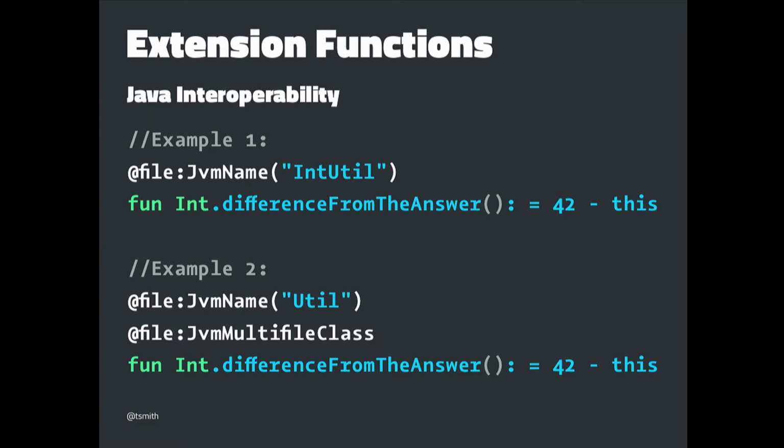Now, if you wanted to use some of these annotations, then you can indicate to the Kotlin compiler the name of the files that you want to generate for these function extensions. If you wanted to group methods from multiple classes into one generic class, you could do that with the JVM multi-file class annotation as well.